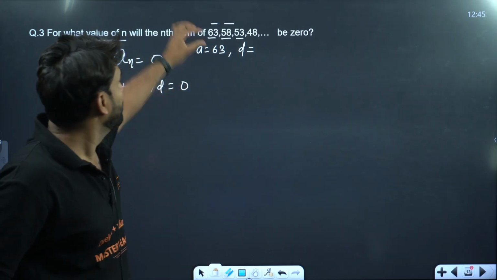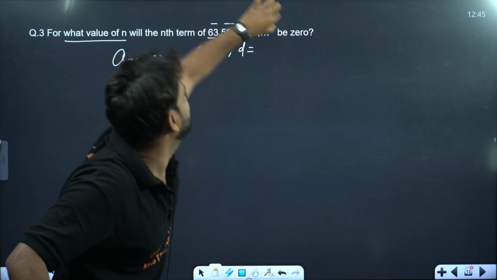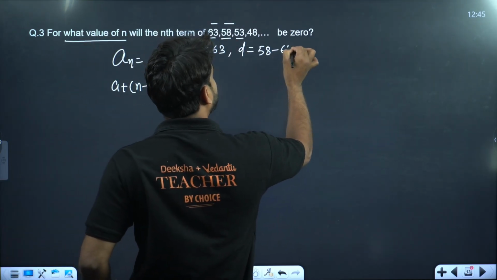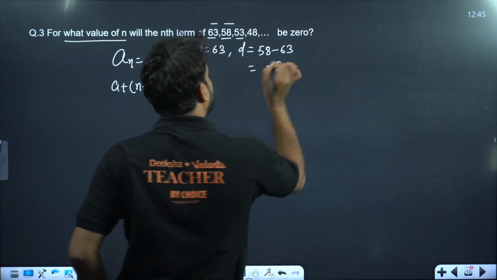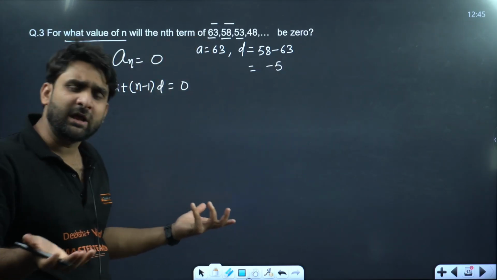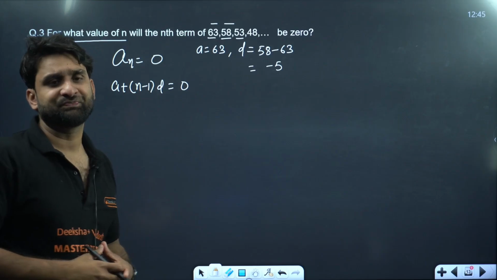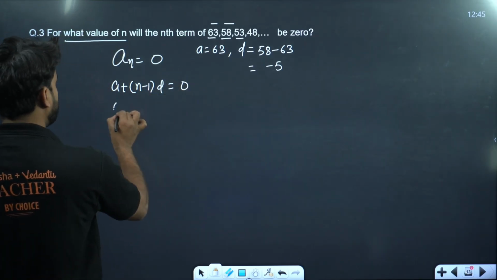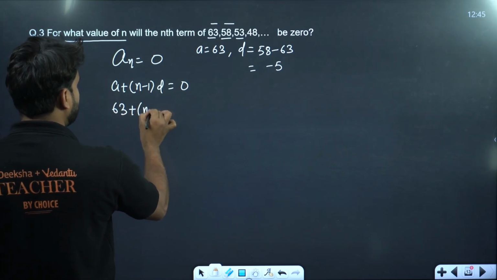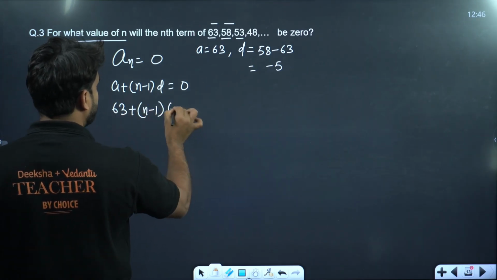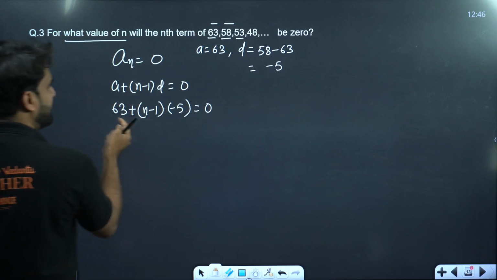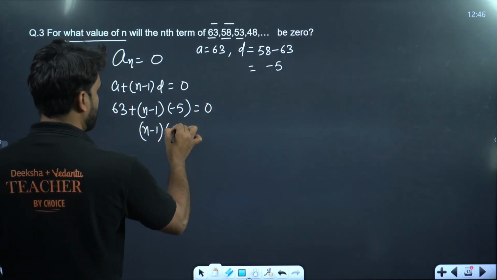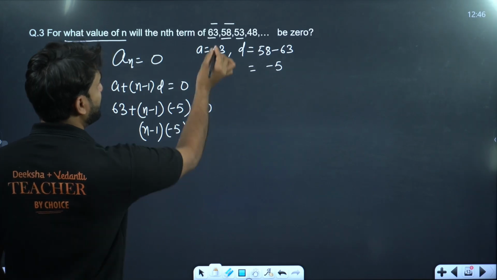So the rule is always subtract the preceding value from the succeeding number, right? So D will be 58 minus 63, and D will be minus 5. Yes, D can be negative, D can be positive. Yes, my dear champion. Right? Okay. So A we have is 63 plus n minus 1, n we don't know, and d we have is minus 5, equals to 0. So we can shift 63 that side. So n minus 1 into minus 5 is equal to minus 63.